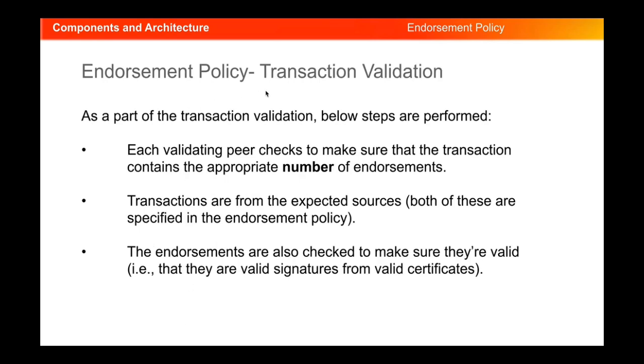So as part of transaction validation, there are a couple of steps that are performed, and we will look into each of those steps. Each validating peer checks to make sure that the transaction contains the appropriate number of endorsements, and that the endorsements are from the expected sources, which means both of these are specified in the endorsement policy. The endorsements are also checked to make sure they are valid. That means they have valid signatures or valid X509 certificates.